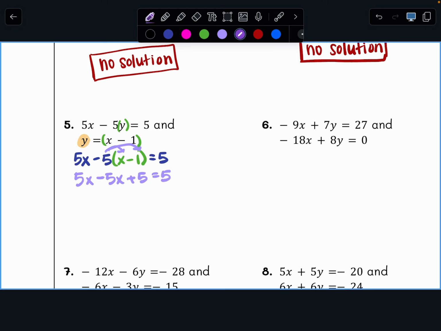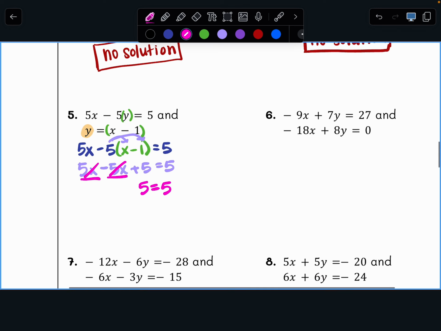Combine like terms. These cancel out. 5 and negative 5. So I'm left with just 5 equals 5, which is a true statement. That means there are infinite solutions. These are the same line.